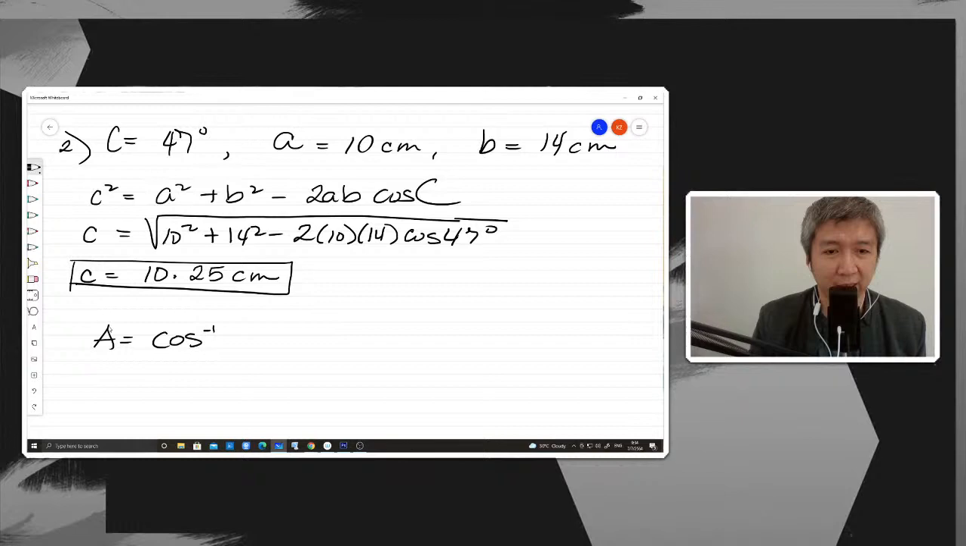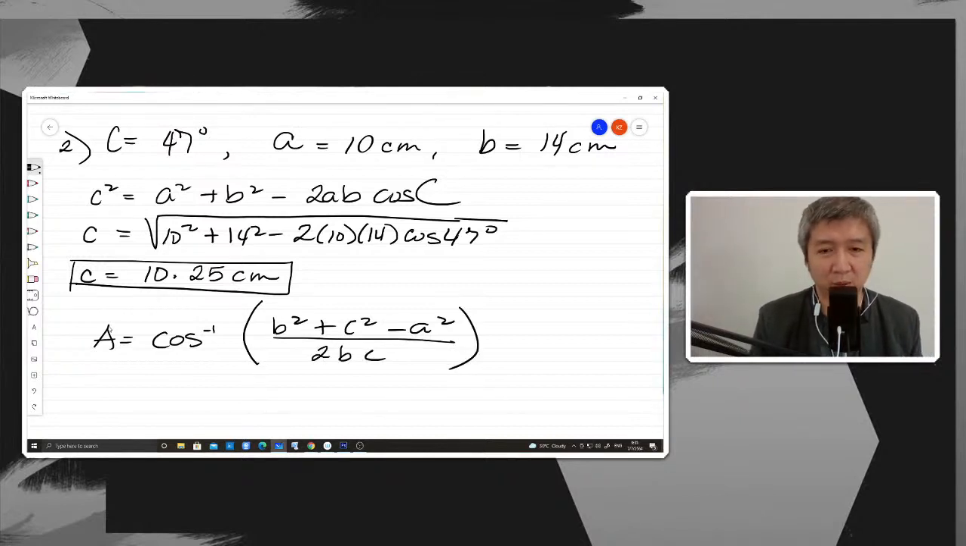Let's try to write the whole formula now. So from A, the side A should be negative. So B squared plus C squared minus A squared, then 2BC. That's how easy it is to remember the formula. If you are about to find the angle A, side A should be negative. If angle B, side B should be the negative.